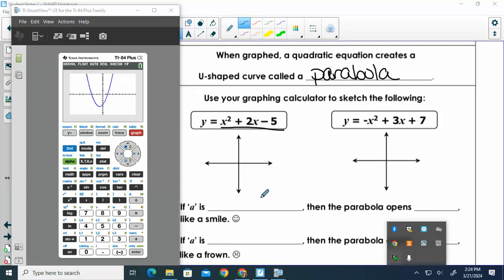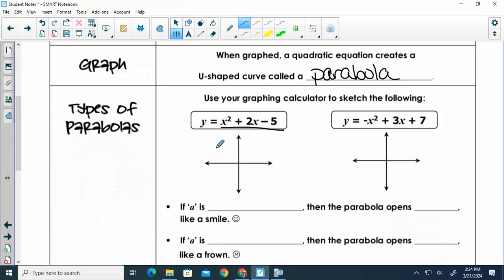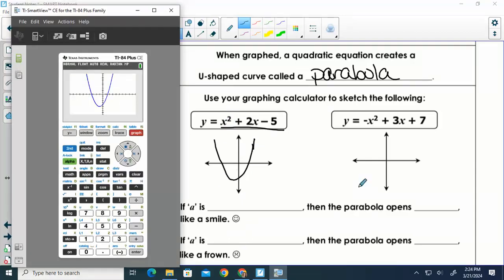If yours does, all right, so we're just going to draw a rough sketch of this here. We're not getting too precise with our graphs today. So you notice this one, we just have this nice upward U. Now let's graph the second one. So go back to your y equals button. If you push clear enter, it'll take out everything that we entered. And now we're going to put in the new equation.